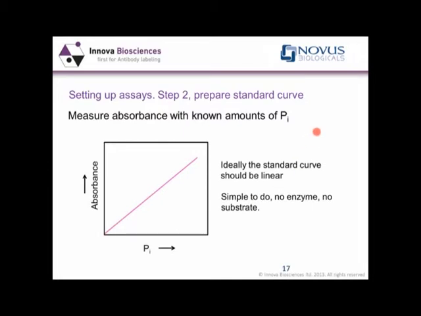Okay, second step is to prepare a standard curve, which involves measuring the absorbance in your assay with known amounts of inorganic phosphate. And ideally, the standard curve should be linear. With malachite assays, it nearly always is. This is very simple to do. There's no enzyme at this stage, no substrate. So this should be relatively easy to do.